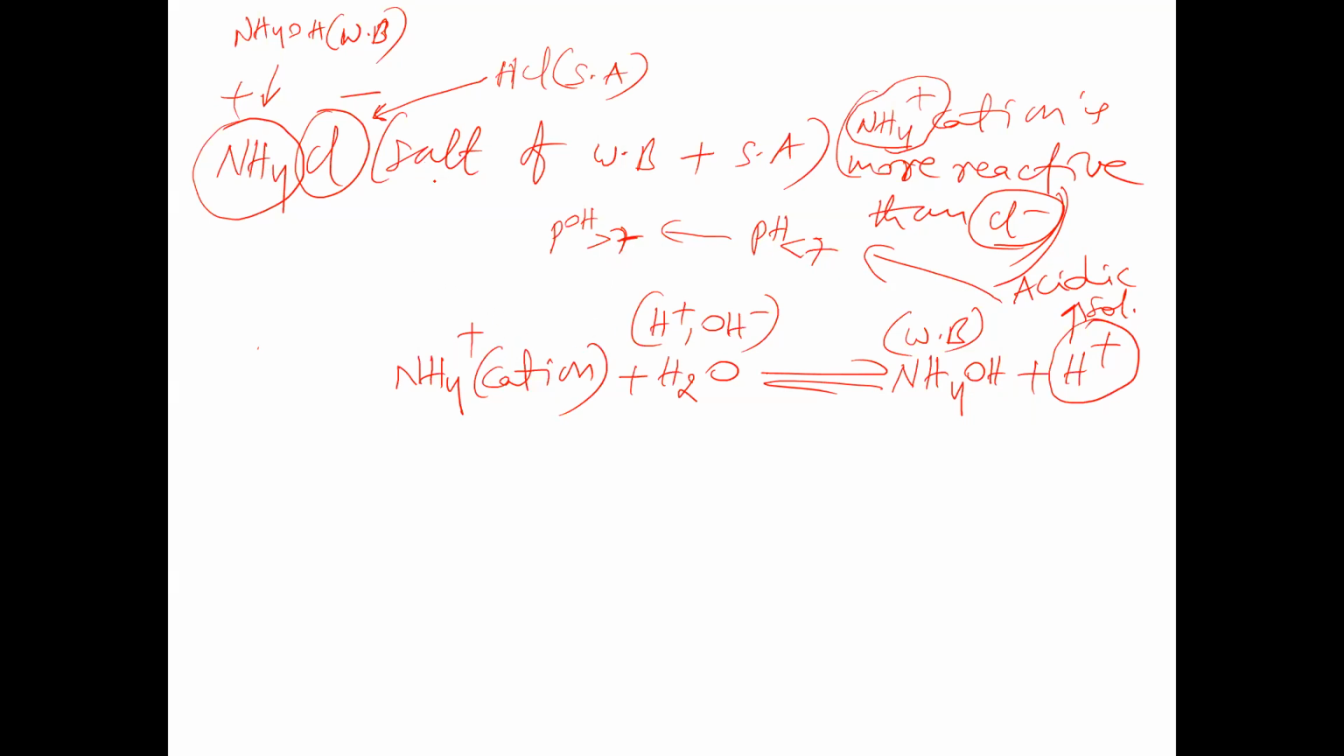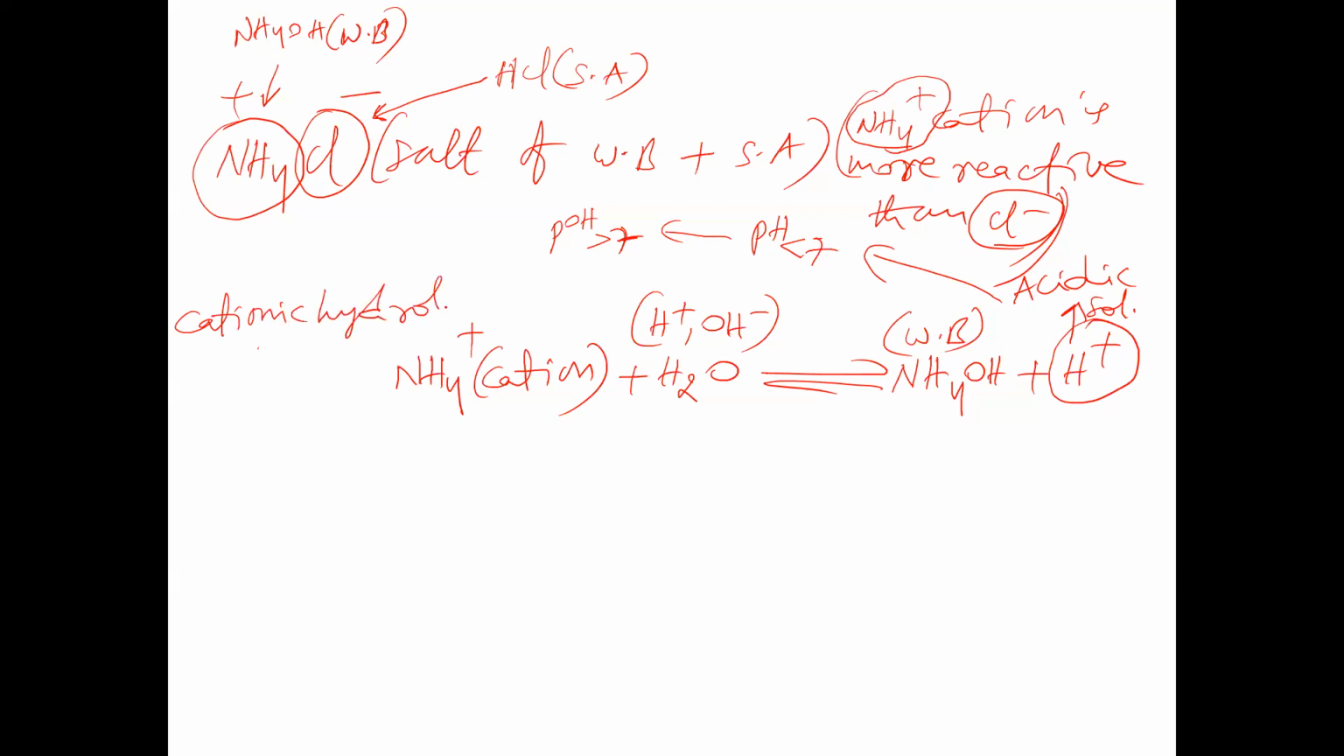So the salt of a weak base and a strong acid will give which solution? Acidic solution. Acidic solutions will have pH value less than 7. Is the concept clear? So it's about salt hydrolysis. Which hydrolysis takes place here? Cationic hydrolysis.